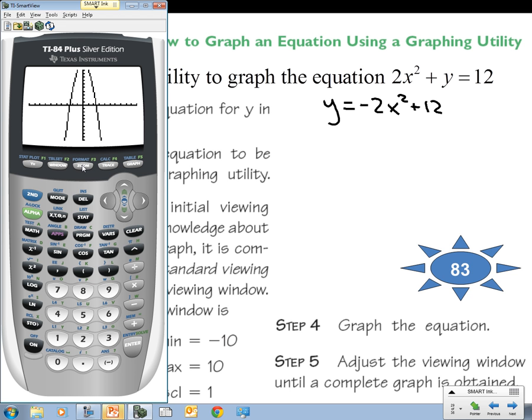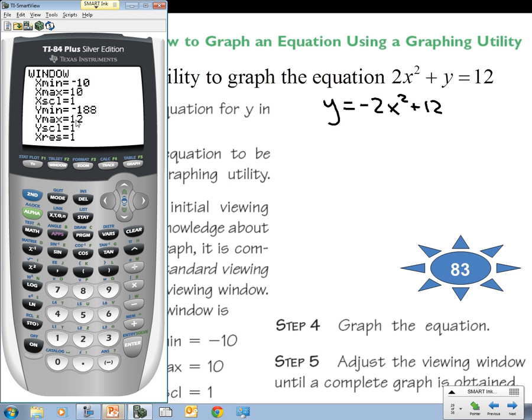So now we go to our zoom here, all right? And if we go to the ones we use the most, ZBox, we'll come back to that. The other one we use a lot is Zoom Fit down here. If we do Zoom Fit, it's going to adjust it so our height works out. Now this is probably more than we need, but it will give us the top. We can go back to the window.